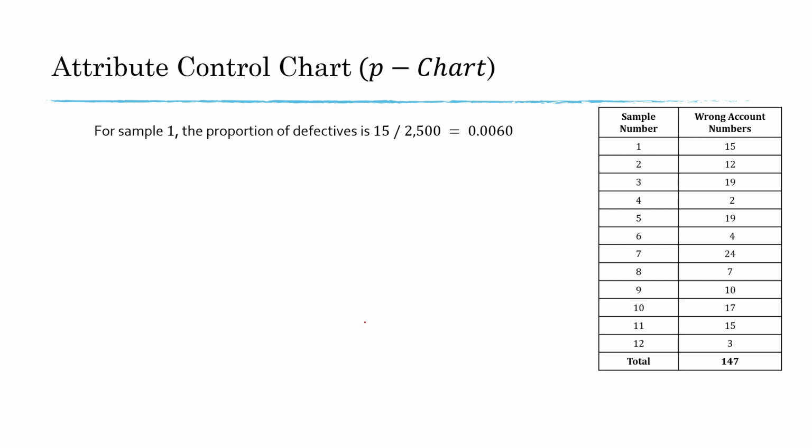We can calculate the proportion of defects in each sample by dividing the number of defects in a given sample by the sample size. For example, in sample 1, we have 15 wrong account numbers. The sample size is 2500. So we divide 15 by 2500 and the proportion of defects in sample 1 is 0.0060.